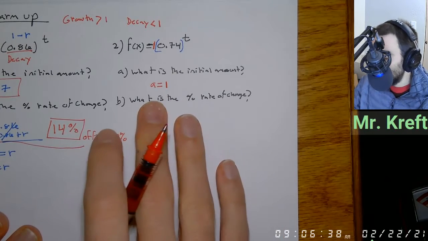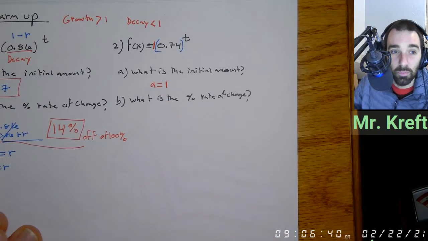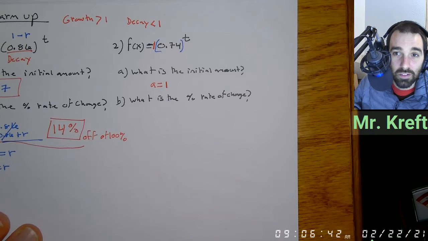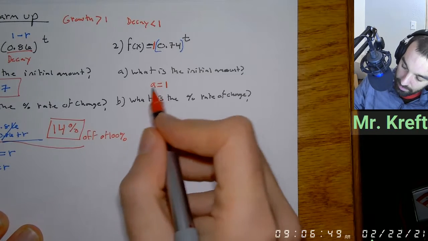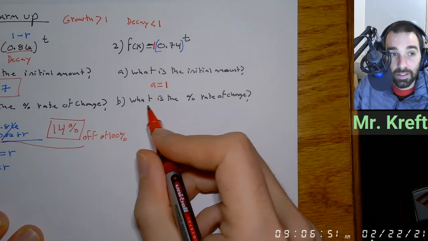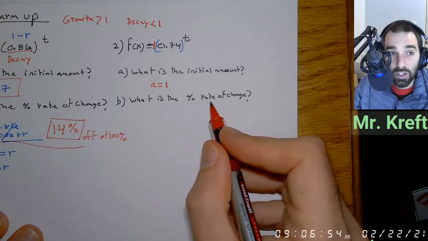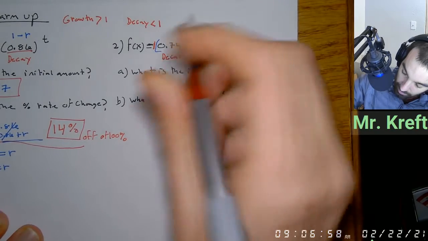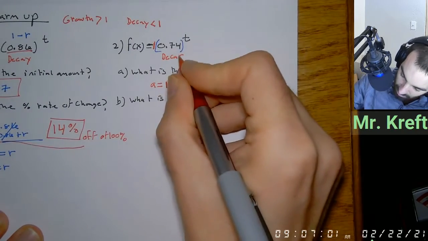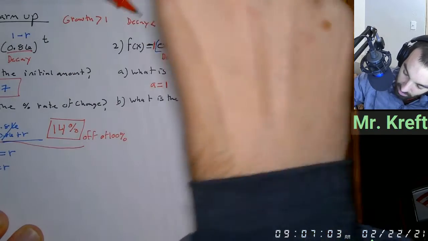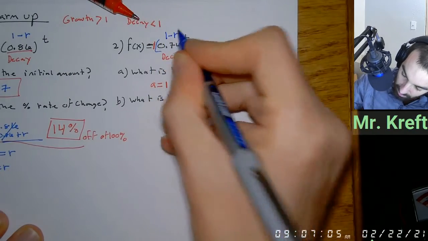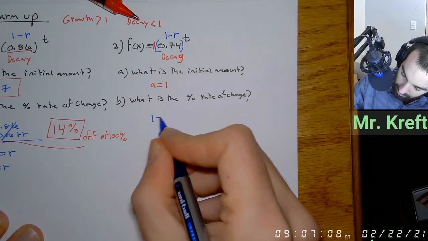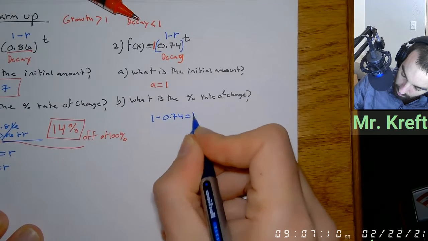So I just wanted to make sure we took a second to take a look at an example of that, because I imagine that might have confused some people in their last homework. Okay. So the initial amount here is 1. And then what's the percent rate of change? So again, this is less than 1, so this is going to be decay. And we have to, oops, it's a Y, not an R. So we're going to look at decay. So this is 1 minus R.